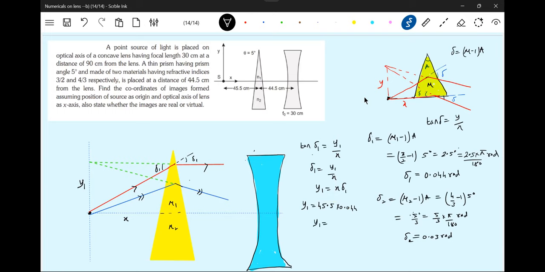Y1 is equal to approximately 2 centimeters, we'll get it. That will be the image formed by the upper part of the prism. What is I1? I1 is the image formed by the upper part of the prism. O is the object.